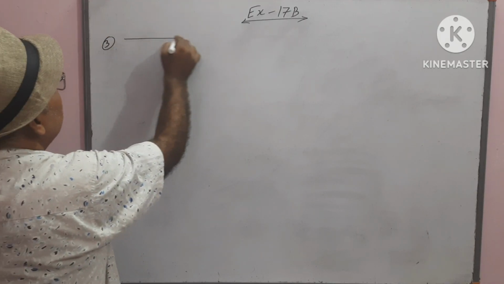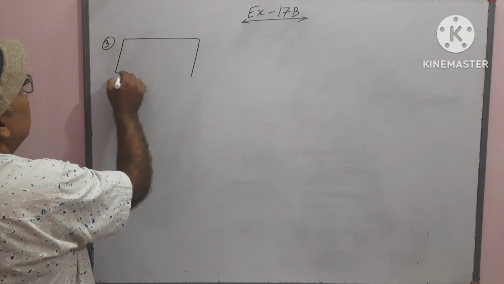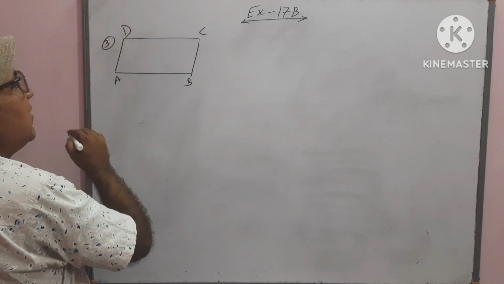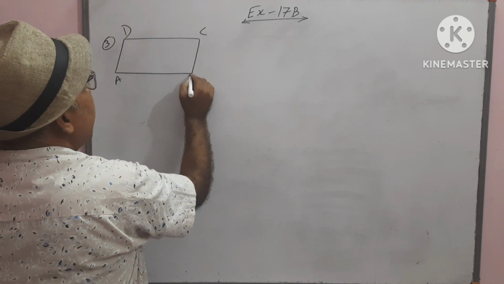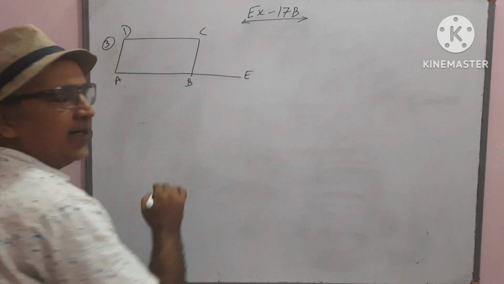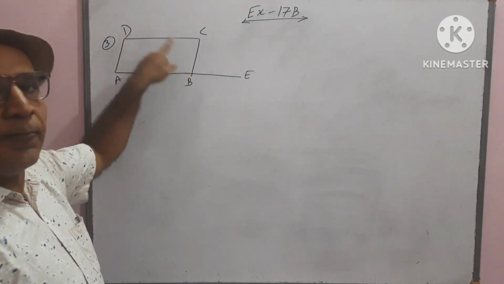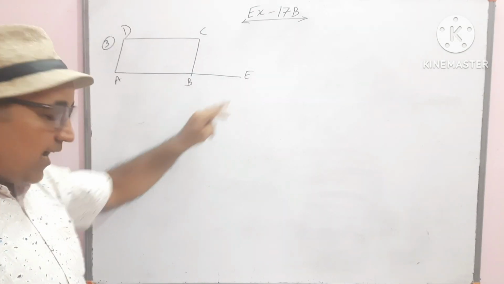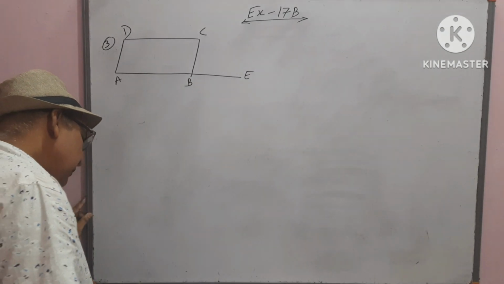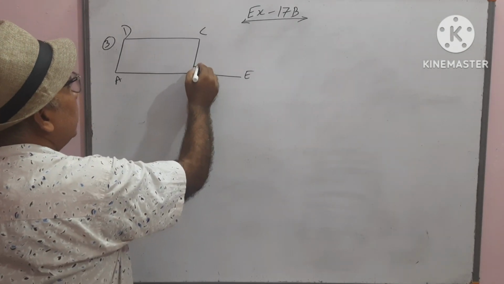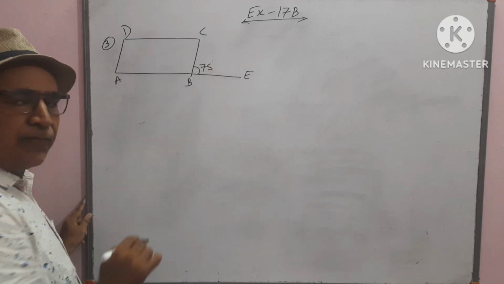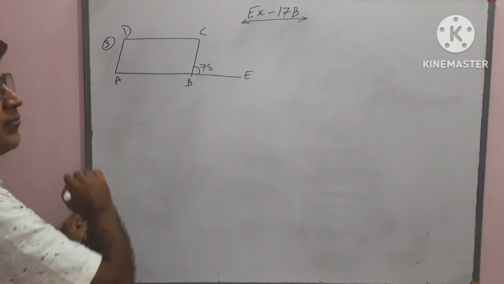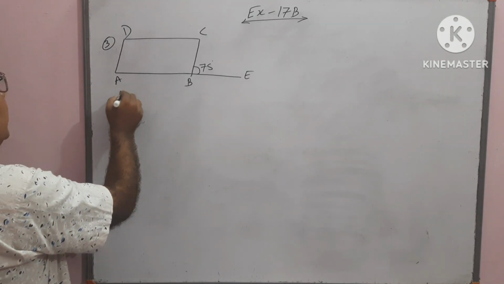See question number 3. It is given that ABCD is a parallelogram in which AB is produced to E. And then angle CBE is given 75 degrees. And then we have to find all the angles of the parallelogram. What is given here?